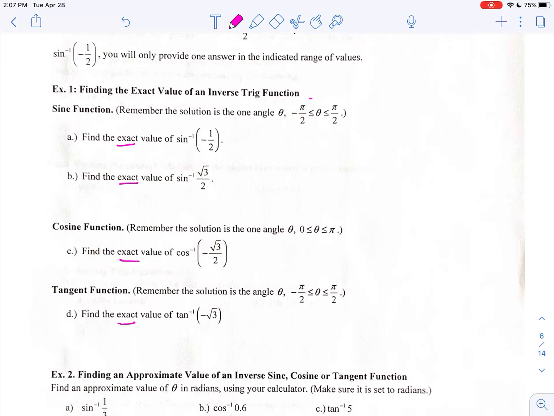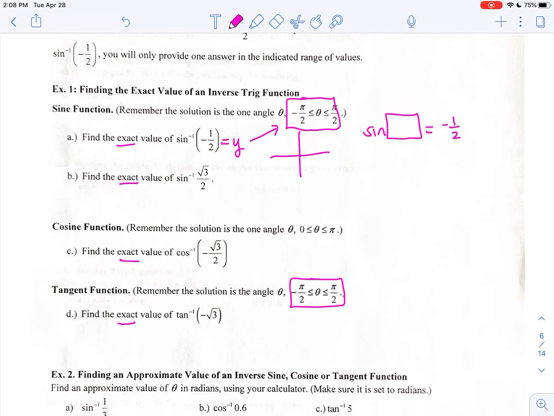Keeping in mind that our answer for sine and for tangent has a restriction on the range to be -π/2 to π/2. So if we're dealing with a number that is negative, if this is equal to y equals inverse sine of -1/2, our answer must fall into this range of -π/2 to π/2. So in other words, sine of what angle measure is equal to -1/2?